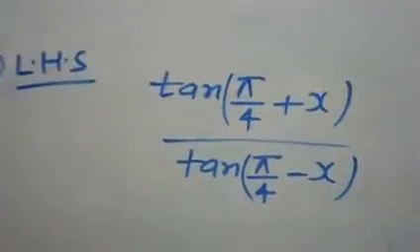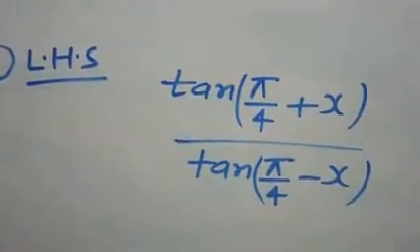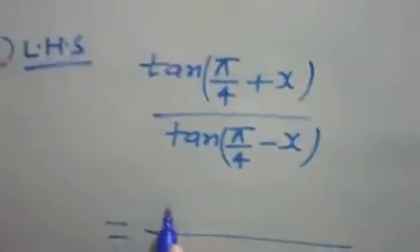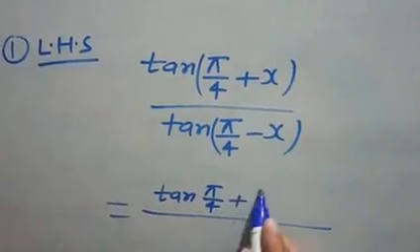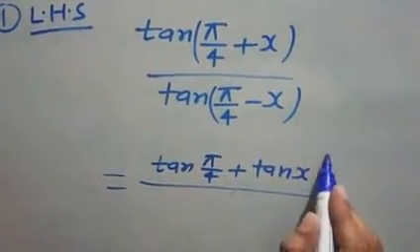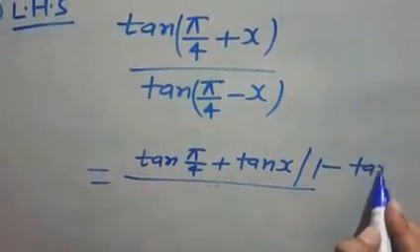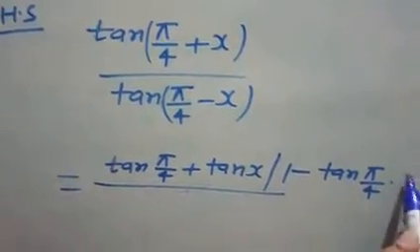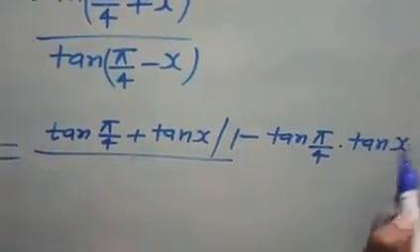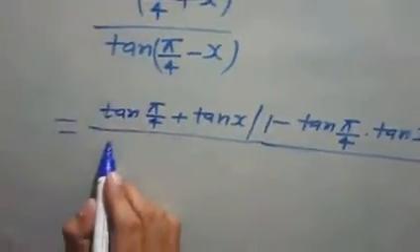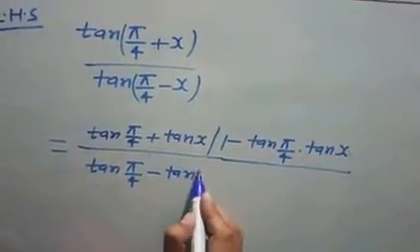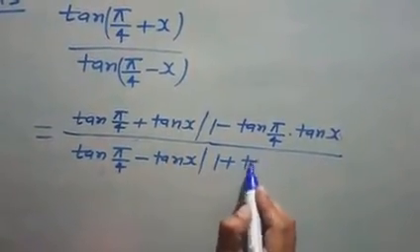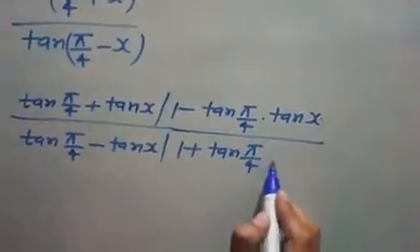Now, left hand side is tan(π/4 + x) upon tan(π/4 − x). So here I am going to write the formula: tan(a + b) is tan a plus tan b upon 1 minus tan a into tan b. Similarly here, tan a minus tan b upon 1 plus tan a tan b.